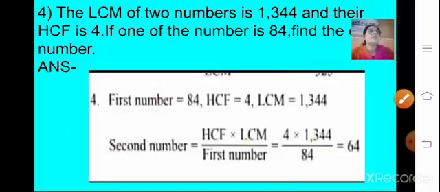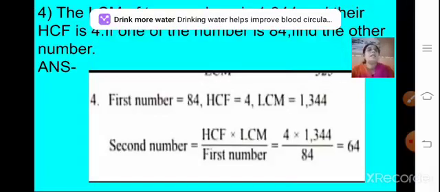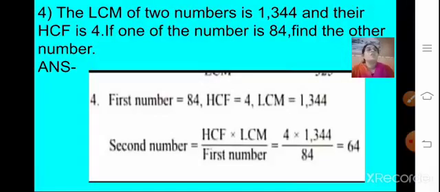Coming to the next sum, fourth sum. The LCM of two numbers is 1344 and their HCF is 4. If one of the numbers is 84, find the other number. Now here also you have to find the second number. So the first number is given as 84, HCF is given as 4 and LCM is given as 1344. Now to find the second number, your formula is HCF into LCM divided by the first number.